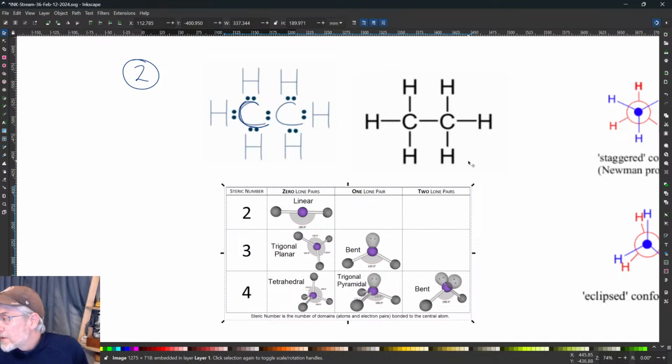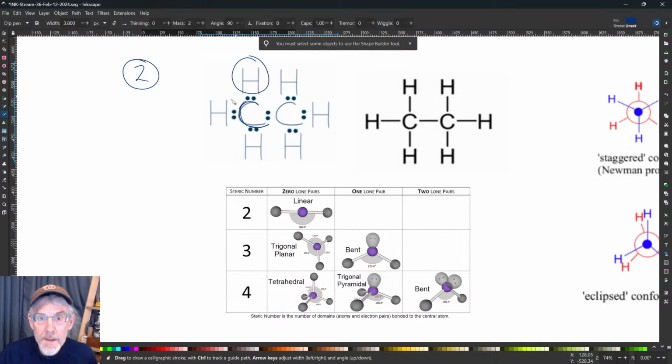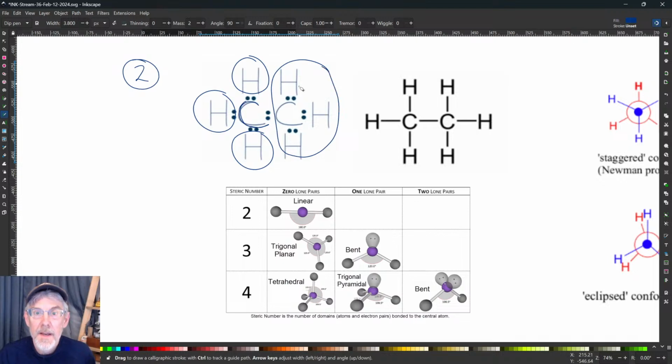So, Charlie, you're close. Let's look at it. How many things are attached to the central carbon? 1, 2, 3, and then this whole thing here, 4 things. And how many lone pairs are there? These pairs are all involved in chemical bonds. So there's 4 things, 0 lone pairs, so it's got to be tetrahedral.